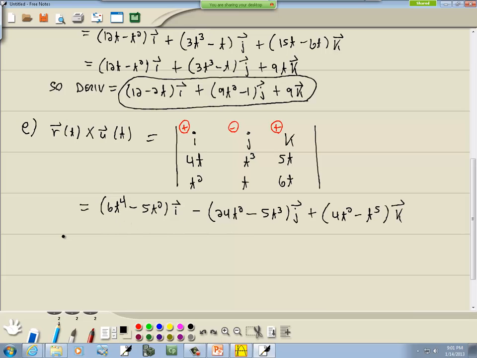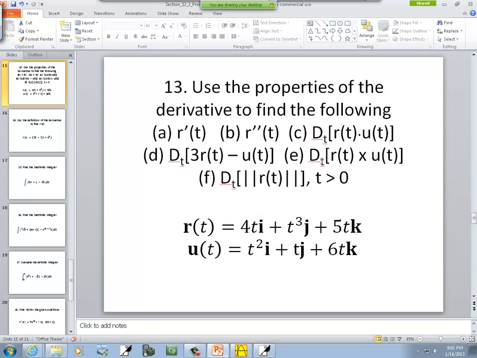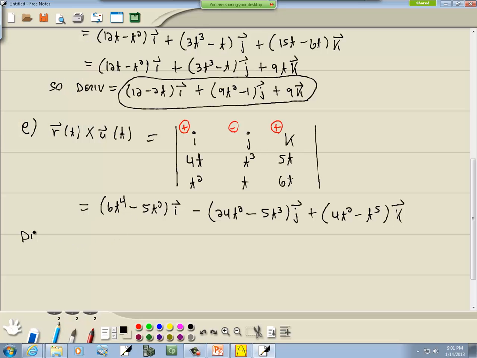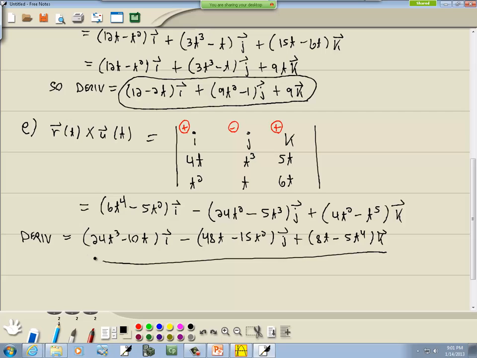Okay, well, now we want to find the derivative of that. And I'm not going to write the notation down again. The derivative of that takes the derivative of each component function. So this gives us 24t to the third minus 10t i minus 48t minus 15t squared j plus 8t minus 5t to the fourth k. And that's our answer to that part.